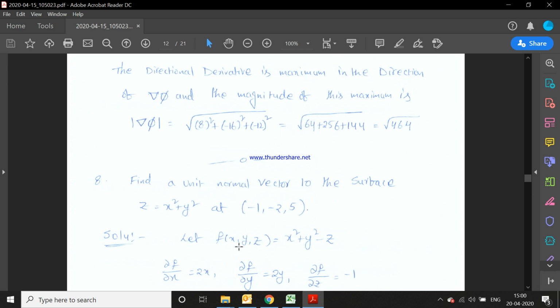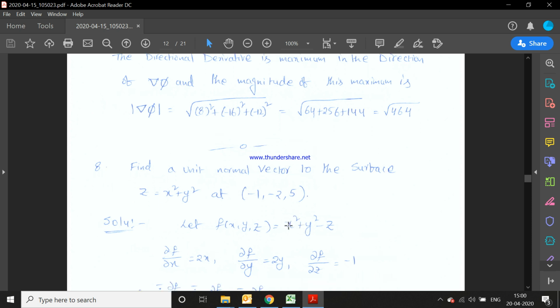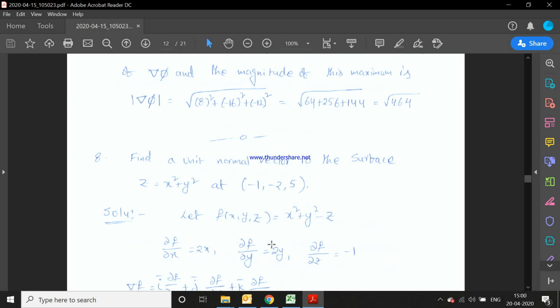So let f of xyz equal x square plus y square minus z. You can write it in the form of phi of xy, or f of xyz equal to 0. That's why x square plus y square minus z equals 0. So f of xyz is x square plus y square minus z. So find dou f by dou x, that is 2x, dou f by dou y, that is 2y, dou f by dou z is minus 1, because the derivative of x square is 0, y square is 0, and minus z gives minus 1.